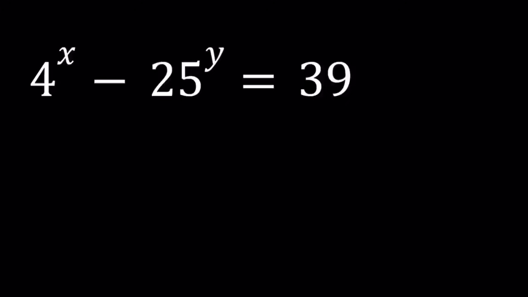Hello everyone. In this video we're going to be solving a Diophantine equation. We have 4 to the power x minus 25 to the power y equals 39. X and y are integers. And we're going to solve this Diophantine equation.